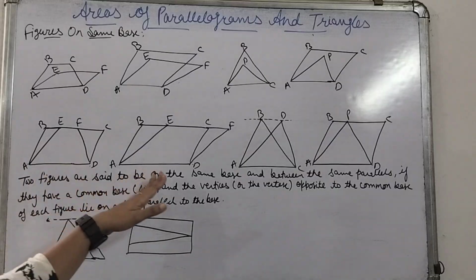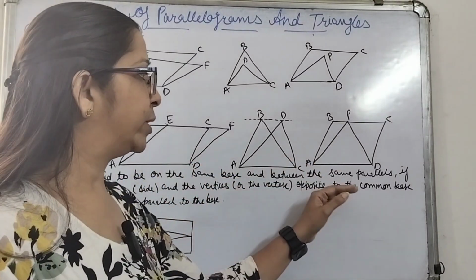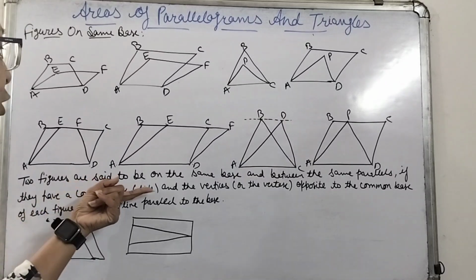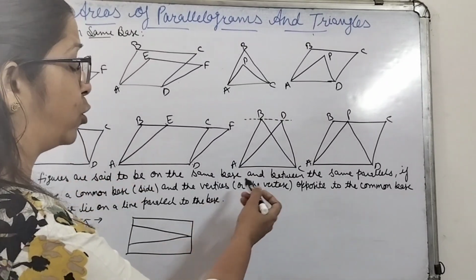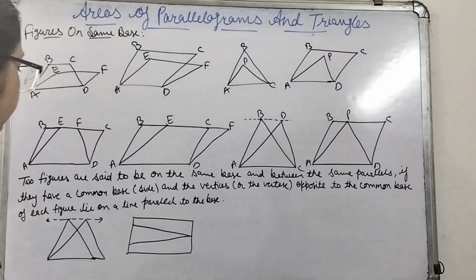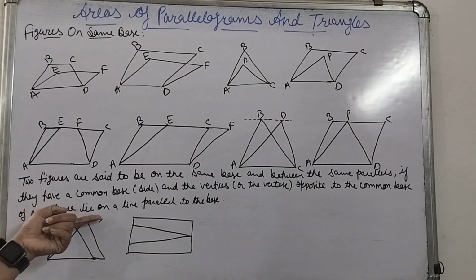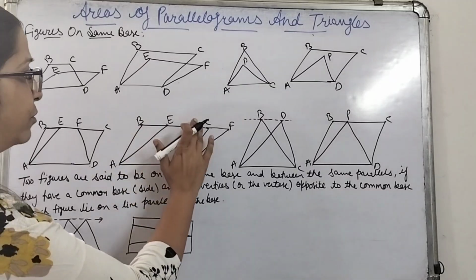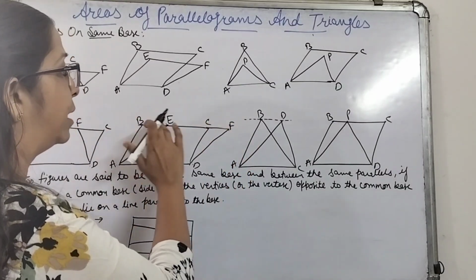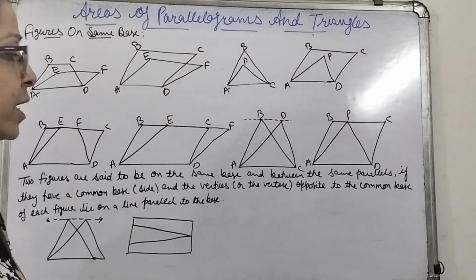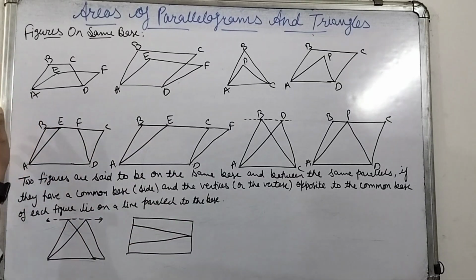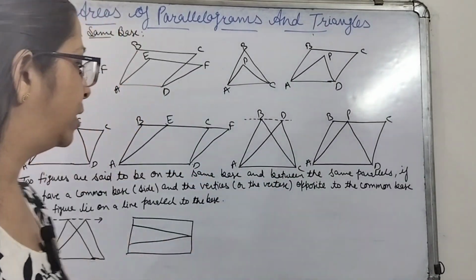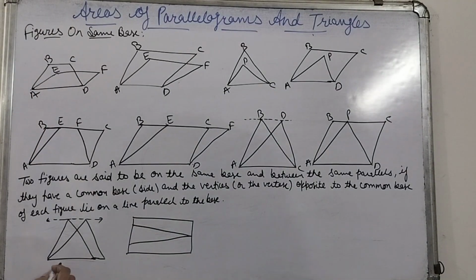So two figures are said to be on the same base and between the same parallels if they have a common base. That means they have a common side, and the vertex opposite to the common base of each figure lies on a line parallel to the base. That means opposite vertices for both the figures should be on a line, and the line should be parallel to your base. If this is the condition, we say that the figures are on the same base and between the same parallels. Now let's see some more examples over here.